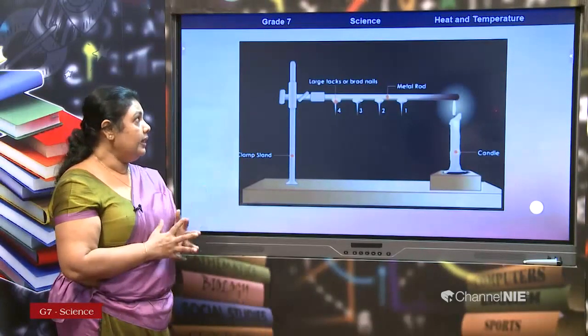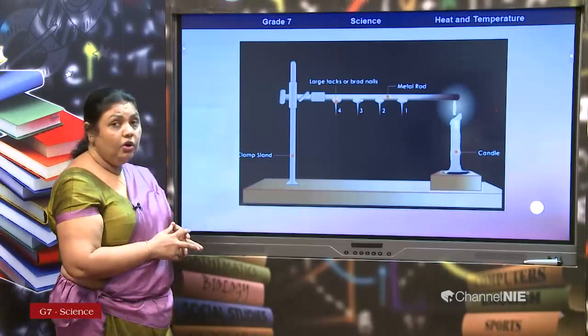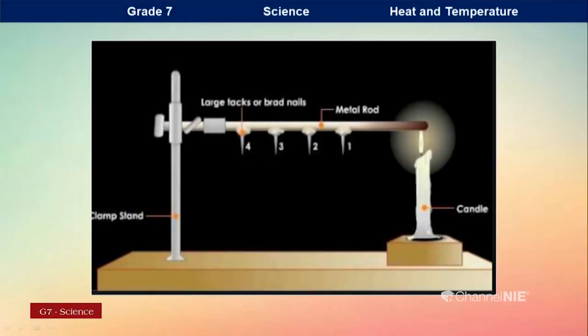Look at this. This is the way that if you are setting up in your laboratory or at home you can do. You just need a small metal rod, a little wax, some pins and a candle. Please do that and see. It is very much better if you can fix that to a clamp stand or anywhere at a fixed point.